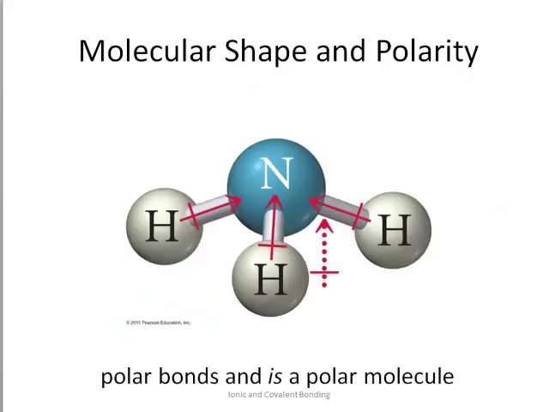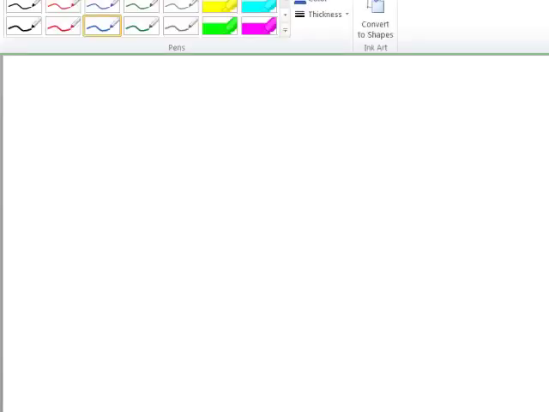The same thing is true for ammonia. Because it is trigonal pyramidal and not trigonal planar, it is a polar molecule overall and not nonpolar, as it would be if it were trigonal planar. So let's take a look at a few more examples and think about whether or not they would be a polar molecule or not. Okay, what about methane?